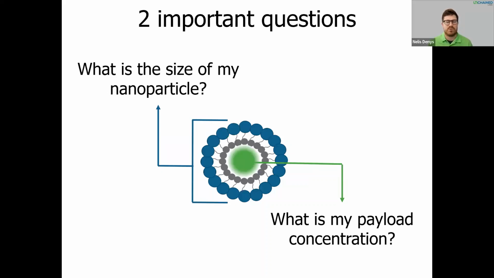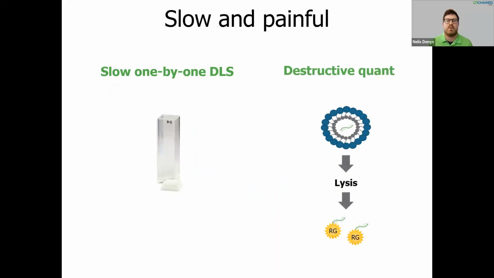Nanoparticle size is critical to the performance of a successful drug. So when you got lots of buffers, formulations, and RNA constructs to test, you want to be gathering size data on everything. But the current techniques used to answer these questions are overall slow and painful. Getting nanoparticle size with traditional DLS systems is one by one, it requires large volumes, and it's overall slow. While getting your payload concentration requires you to destroy your particles so you can run a fluorescent dye that also needs standard curves, that is just a hassle.